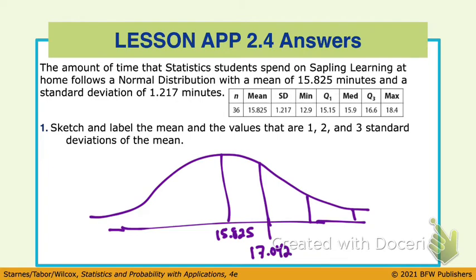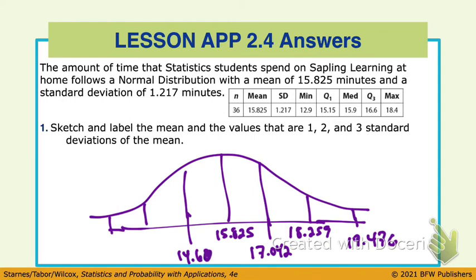17.042. All I did was add 1 standard deviation. What about 2 standard deviations above? 18.259, and then 3 standard deviations above? 19.476. And then if I go the other way, what about 1 standard deviation below? 14.608.